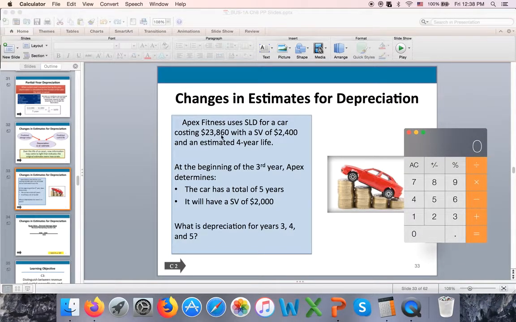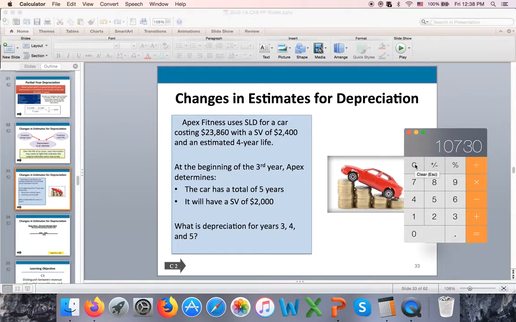So what was depreciation for the first 2 years? So the annual depreciation was $23,860 minus $2,400 divided by original 4 years. So that was annual depreciation, and I depreciated it for 2 years, right? We're going to make a change at the beginning of the third year. So I multiply it by 2 years. So this 10,730 is my accumulated depreciation after 2 years.